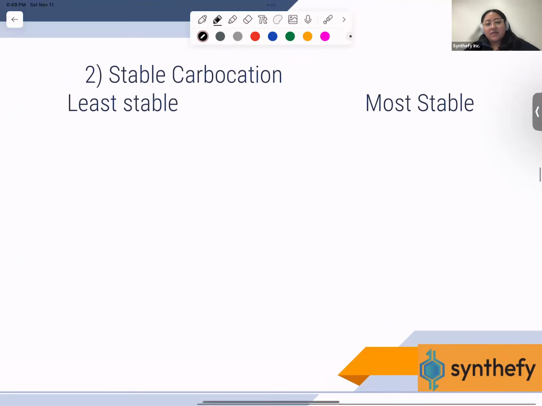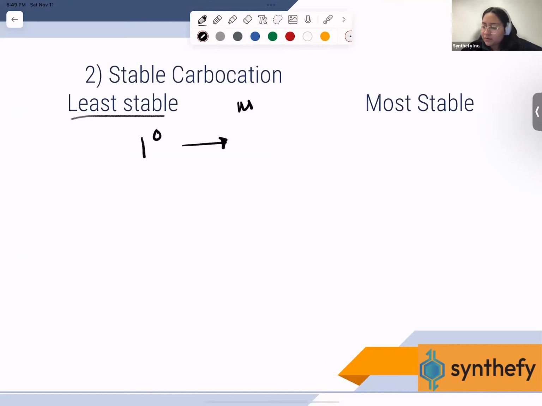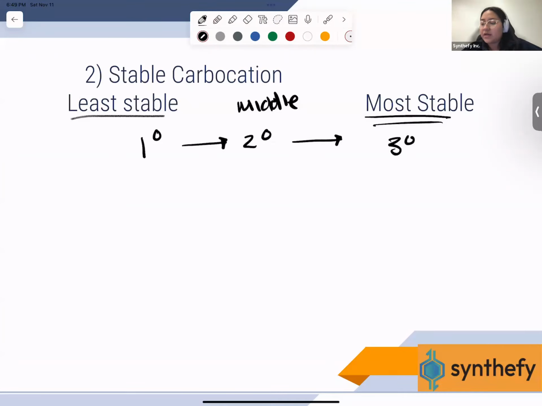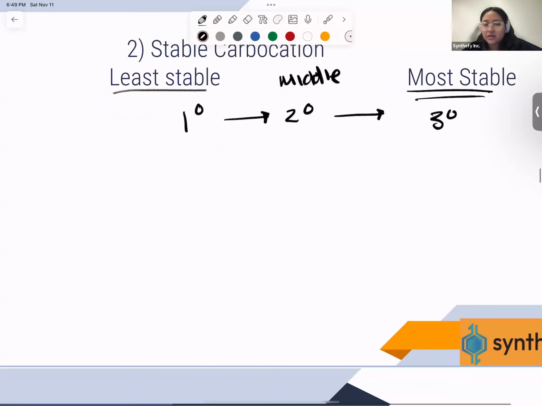And the second requirement for an SN1 reaction to occur is a stable carbocation. So what's really stable? Your least stable would be your primary. Your middle ground, your secondary, and your most stable, which is what we want for an SN1 reaction, is a tertiary carbocation.